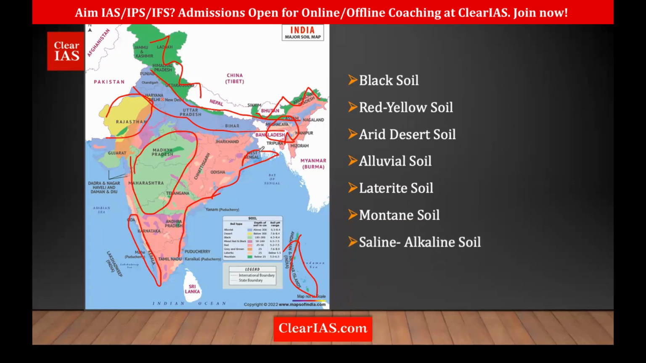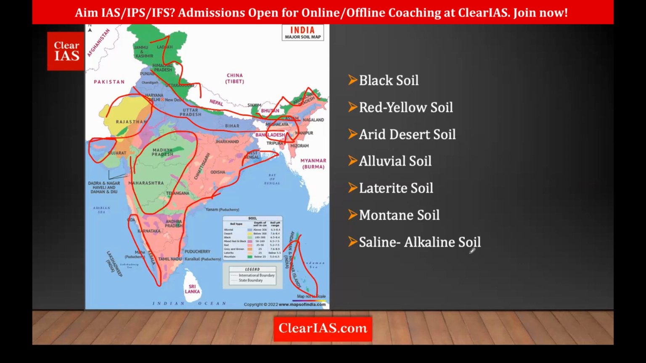And the last one is the saline alkaline soil. So these are regions where there is high salinity or high alkalinity, like for example the Rann of Kutch region. The soil there is alkaline soil or saline soil. That means it is not suitable for agriculture. So saline alkaline soil is found in this part, you can see it here. High salt content would be there, high alkalinity level. It is not good for agriculture.